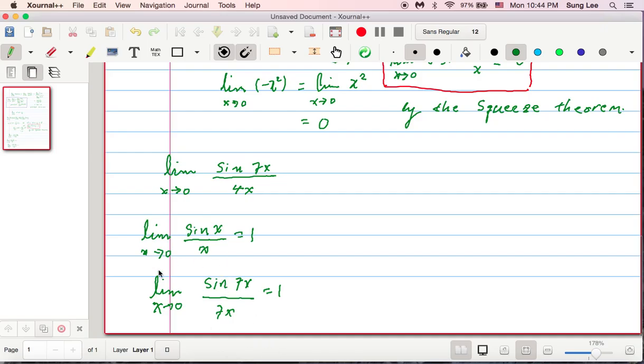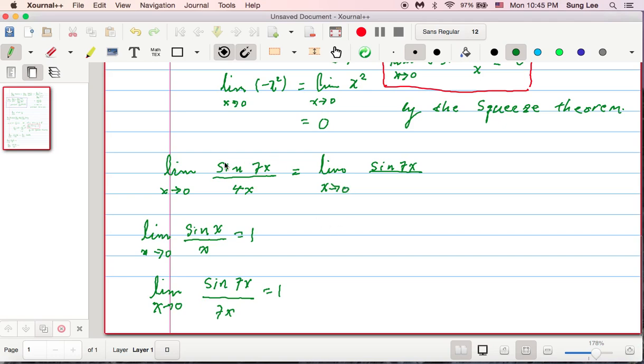So in order to apply this, what do you have to do? Limit, sine of 7x. When you have a fraction, you can multiply the numerator and the denominator by the same number. The equality does not change. So x goes to 0. That's what I'm going to do.